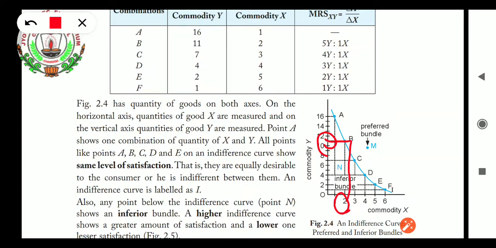Same way it is declining, increasing x from 2 to 3, it has been changed to 7, and when it is 4 to 4, and same way 2 to 5 and 6 to 1. So this is the way the line is drawn, and this graph which we are seeing here, this curve itself is known as indifference curve.